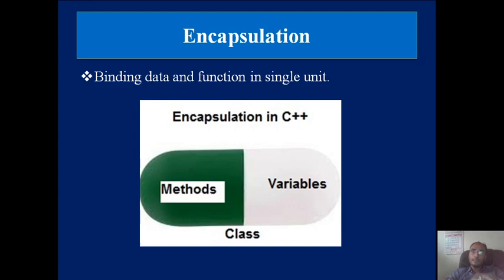Programmatically, we can say that different methods and variables are all bound together and make up a single unit known as an object. So this terminology is known as encapsulation.